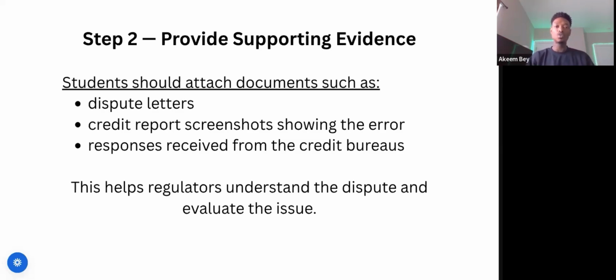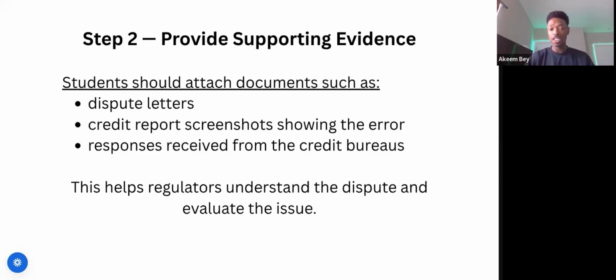So now step two is you want to provide that supporting evidence. So you want to attach those dispute letters, again, credit report screenshots showing the errors and any responses received from the credit bureaus, right? And when you're sending these screenshots or you're including your credit report, you want to use your actual TransUnion, Equifax, or Experian report.